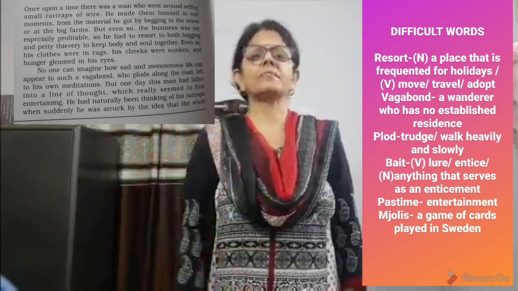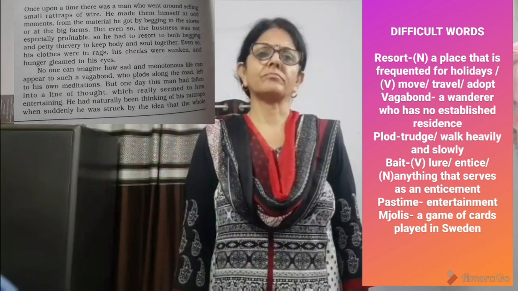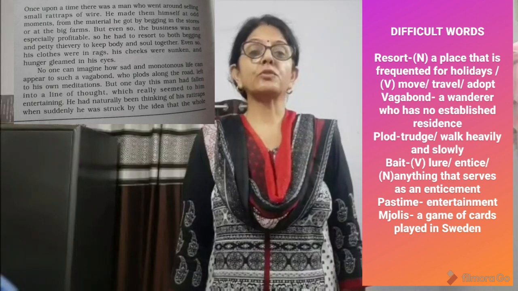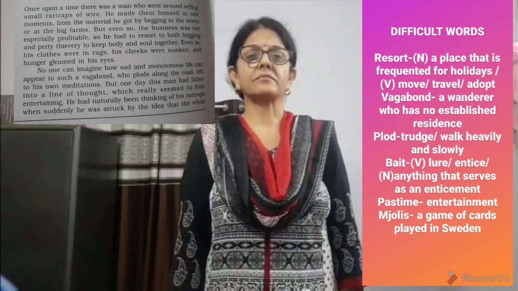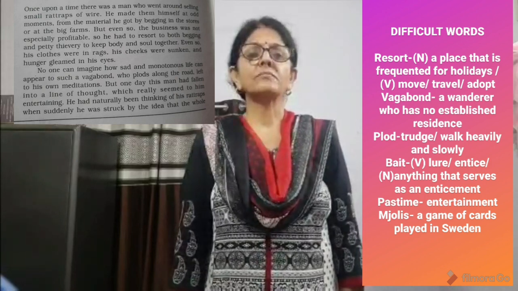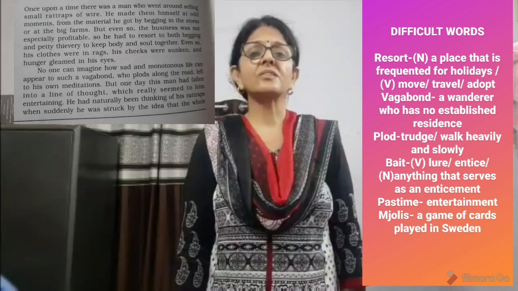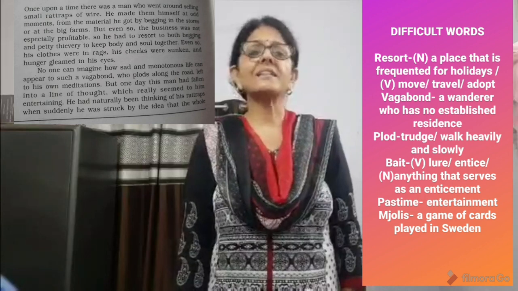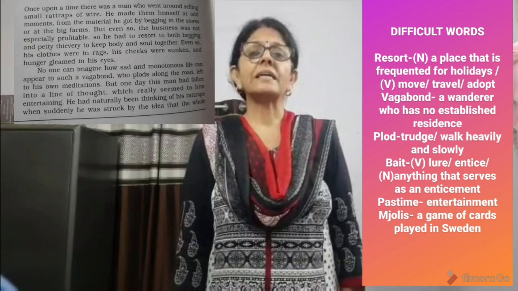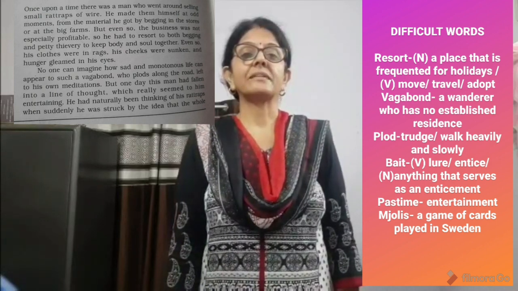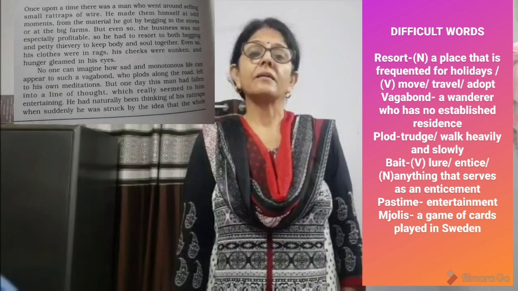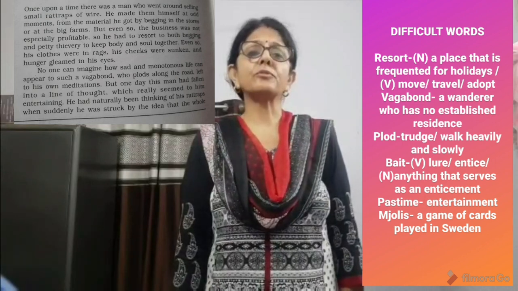Once upon a time means long before, long ago, there used to live a peddler, a hawker, who sells his things, wandering here and there. So he used to sell rat traps. And the rat traps were made by him only. He himself used to make rat traps.